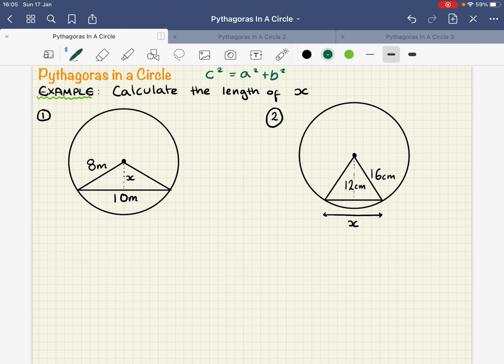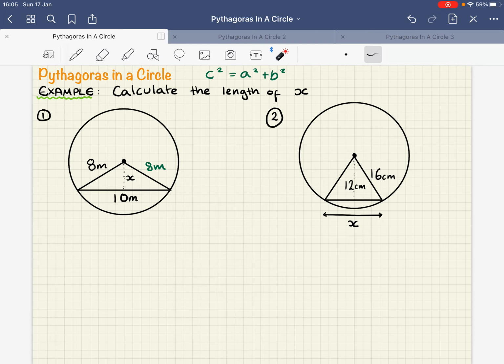So I've got calculate the length of x. And then I've got this triangle here. Now the first key thing I instantly spot is that one of my lengths here is the radius and this other length here is also going to be the radius. So I'm just going to immediately write down that as 8 centimeters as well. And I want to find out this height here of x.